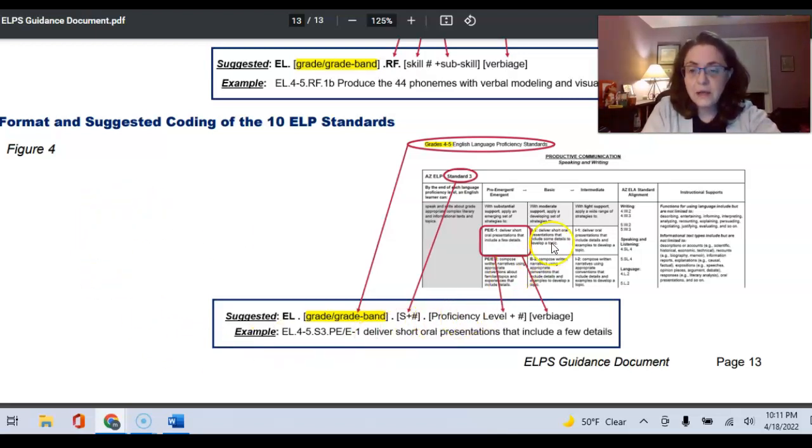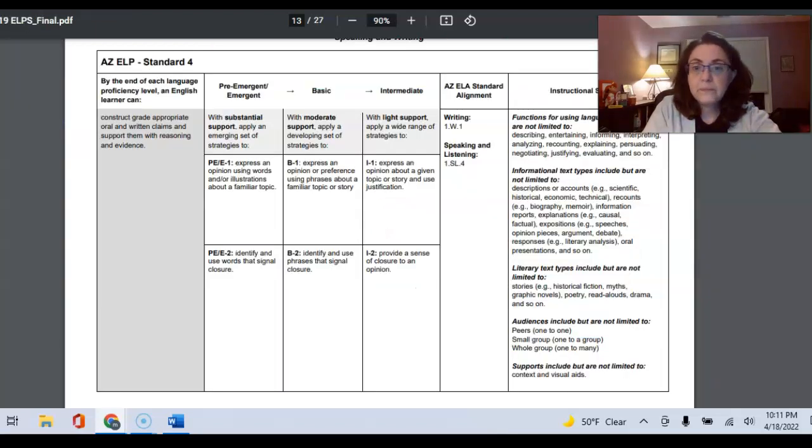Okay, so then you want to have the proficiency level, and that's the PE1 or the B1 or the I1, excuse me, not L1, I1. And then, of course, the number, like, is it 1? Is it 2? So break it down that much. Break it down all the way to the level of EL student for each proficiency level. And then the verbiage, that means type all this stuff out. So remember, this is what you're focusing on.